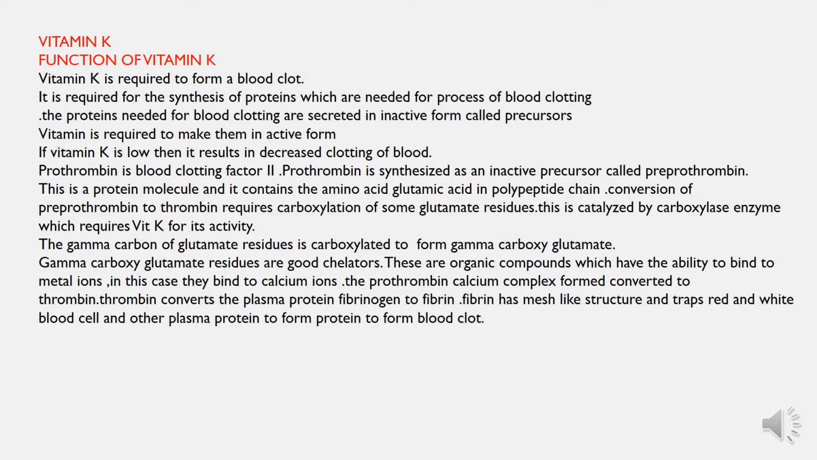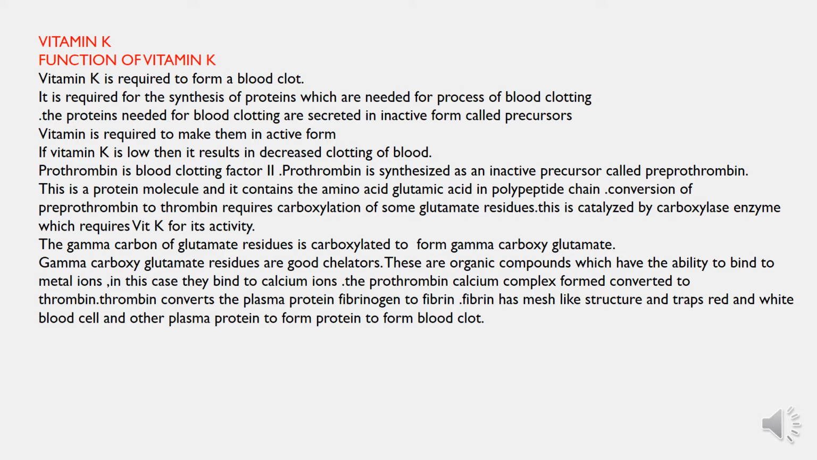Prothrombin is blood clotting factor 2. Prothrombin is synthesized as an inactive precursor called pre-prothrombin. This is a protein molecule and it contains the amino acid glutamic acid in the polypeptide chain. Conversion of pre-prothrombin to thrombin requires carboxylation of some glutamate residues. This is catalyzed by a carboxylase enzyme which requires vitamin K for its activity. The gamma carbon of glutamate residues is carboxylated to form gamma carboxyglutamate.